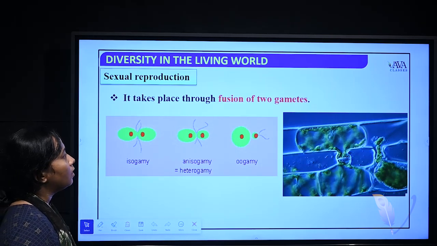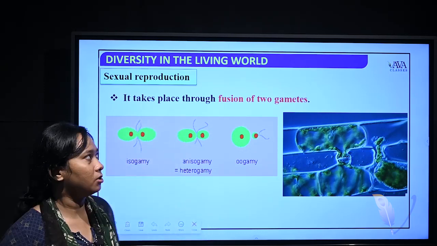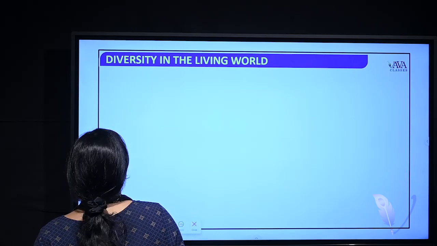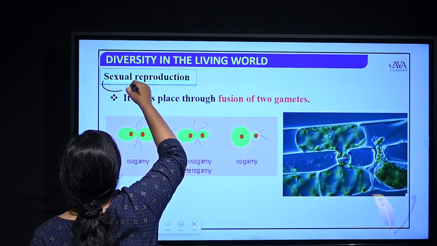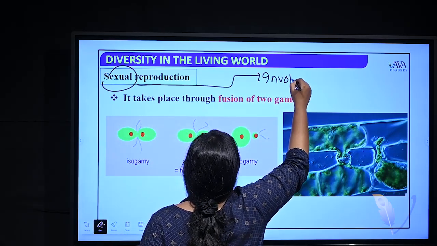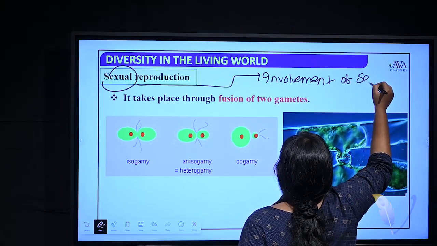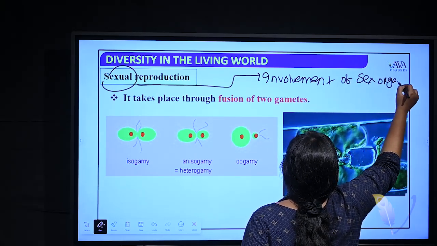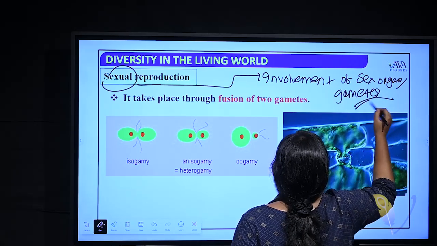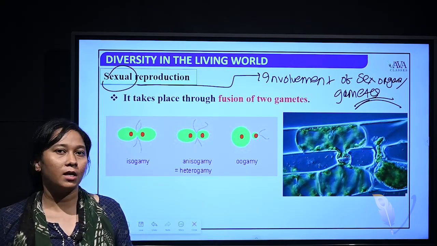Sexual reproduction. What is sexual reproduction? The involvement of sex organs or the involvement of gametes. Sexual reproduction means involvement of sex organs or gametes.